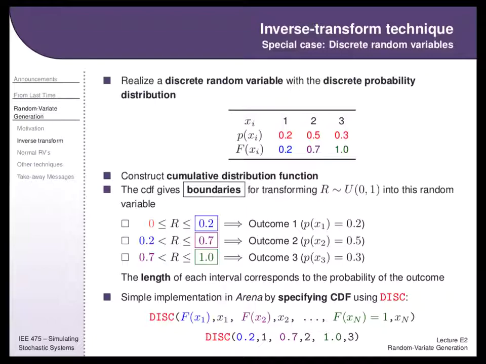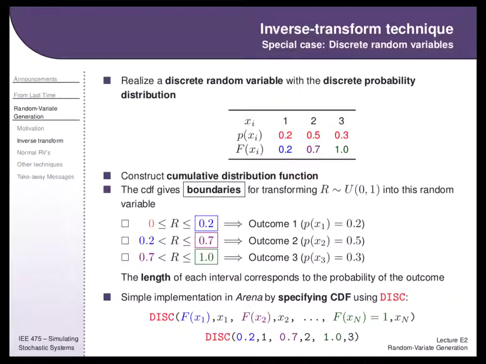And so a big thing to note here, a lot of people get confused by this DISC function because they think that these are the mass functions. They think it's encoding the PMF, but the DISC is encoding the CDF. So all of these probabilities have to increase. It has to go 0.2, 0.7, 1. It can't go 0.2, 0.5, 0.3. If you tried to do that, Arena would give you an error saying that you have to be monotonic. They also always have to end in 1.